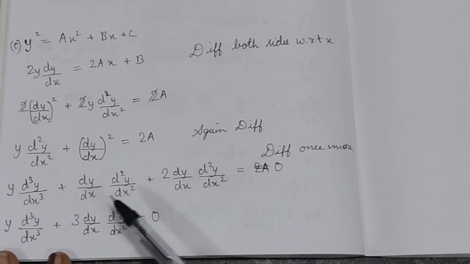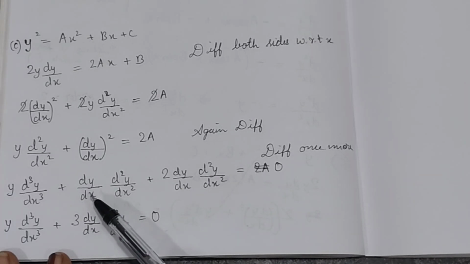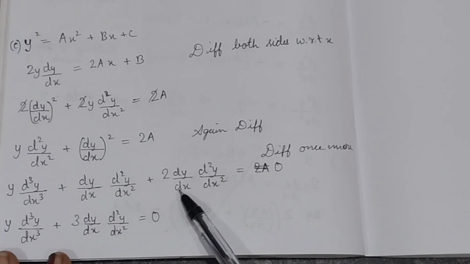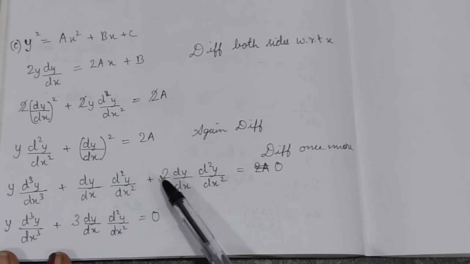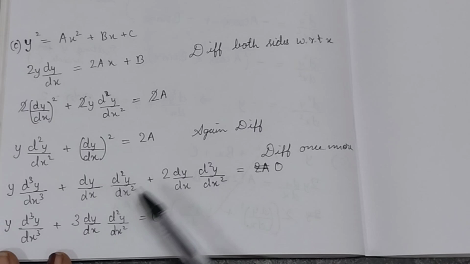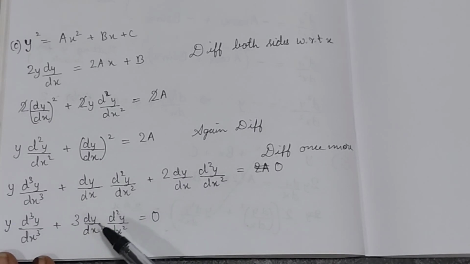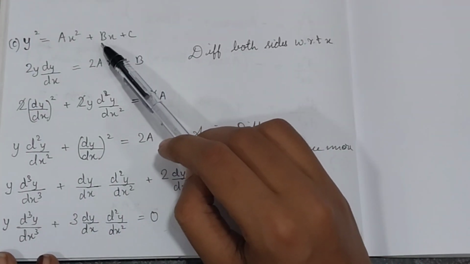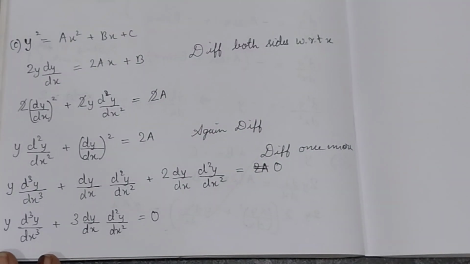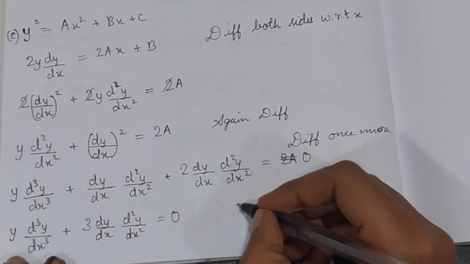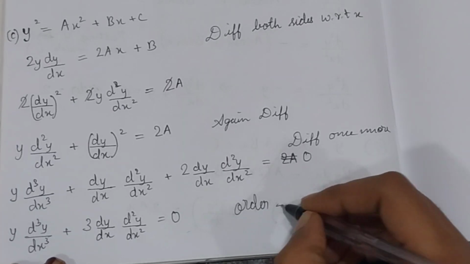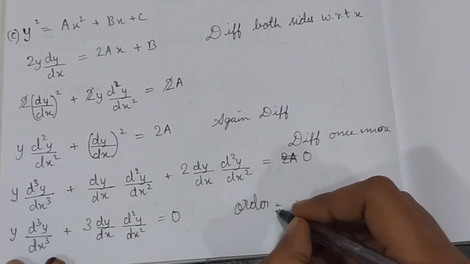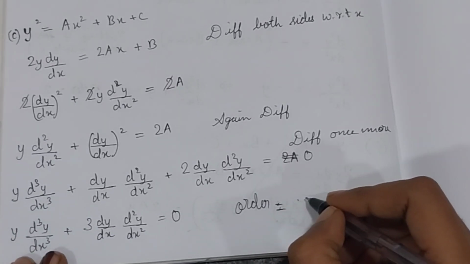Now if you notice this, the second and the third term, they have different coefficients but the variables are same, so you can add it. Now the equation becomes y into d cube y by dx cube plus 3 dy by dx times d square y by dx square is equal to 0. Now this is the differential equation for this question. Now what is the order here? Order is 3 because it is the highest derivative here, d cube y by dx cube.